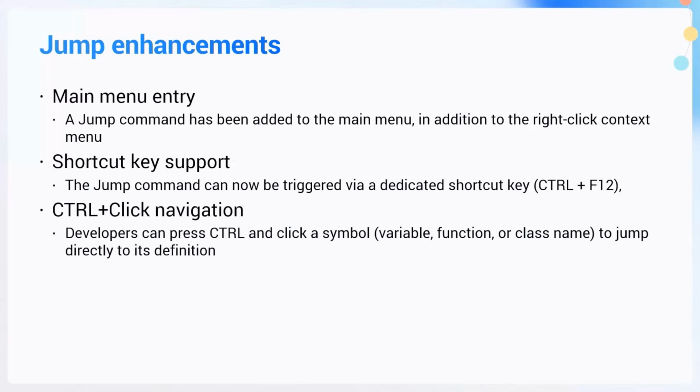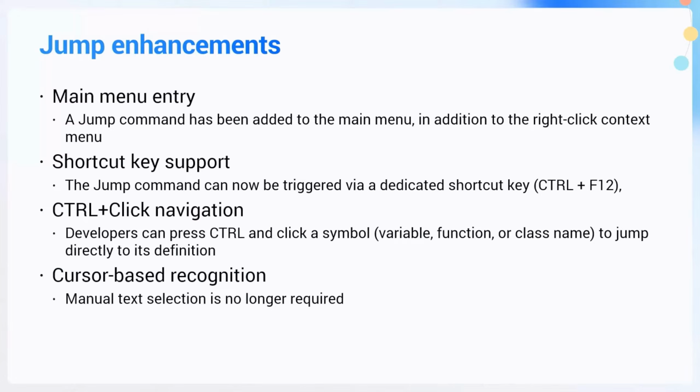So if you are in your code and you see a variable and you're not sure if it's defined as a long or an integer or whatever, you can control click on it and the editor will move back to the declaration so you can see what the data type is. And then cursor-based recognition, what this means is that when you want to do a jump, you no longer have to highlight the entire word. It recognizes the word that the cursor is in and will do the jump based on that.